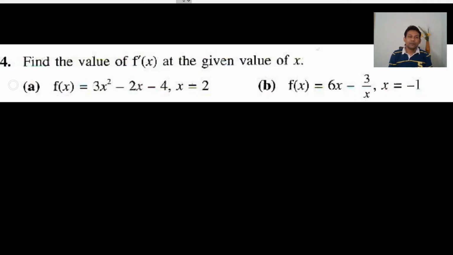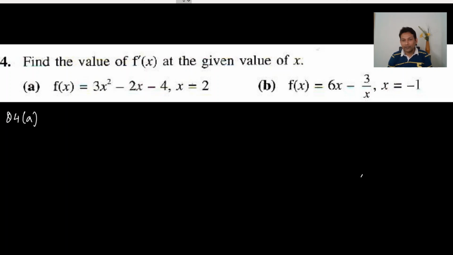Now moving to question number 4, this type of question is a little bit important. In question 4, part A, we are asked to find the value of f dash, f prime of x, at the given value of x. This type of question is very important. What we have to do, I'm just writing one thing here.